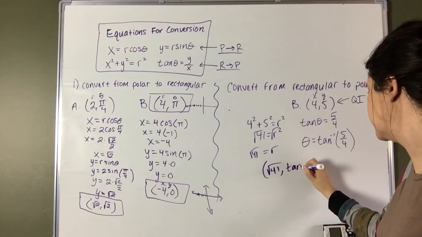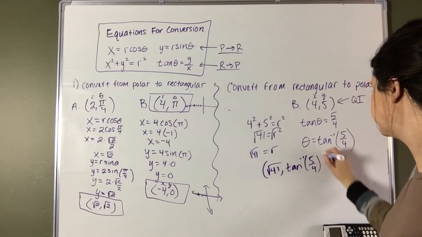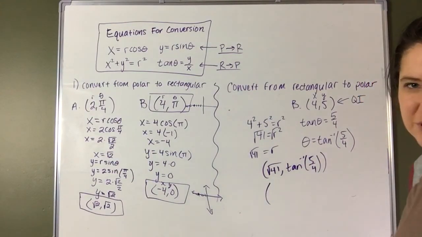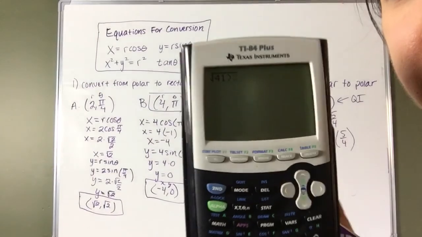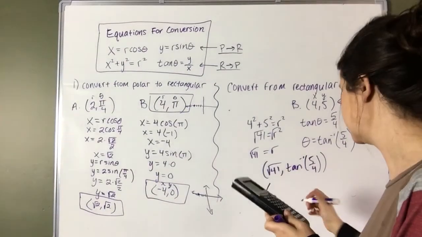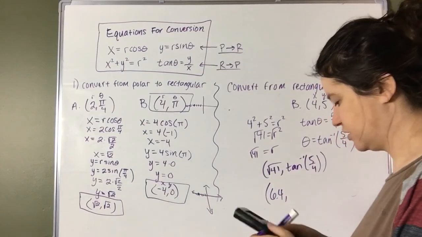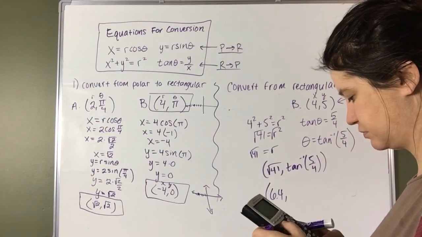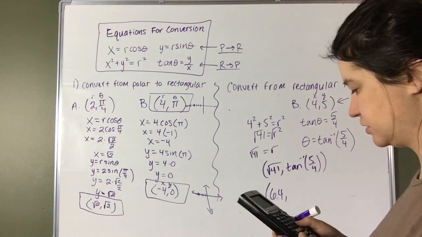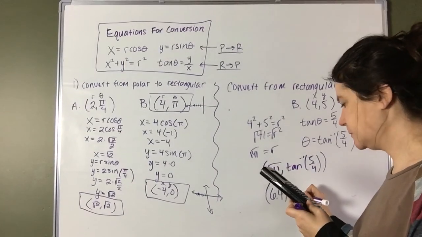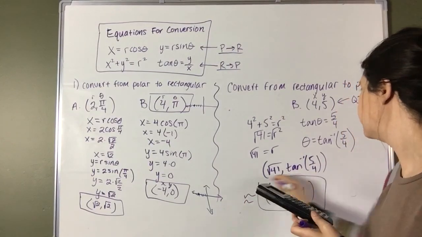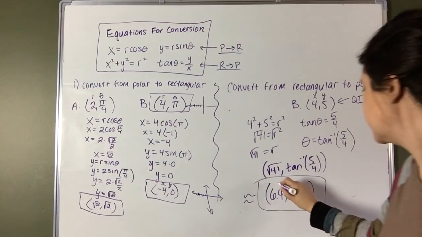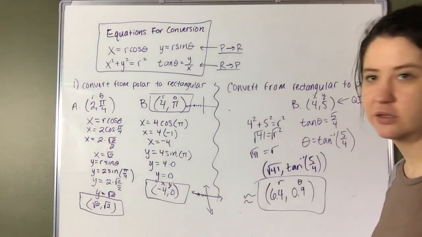Just keep it all like this. But I think a lot of times they'll have you round. So you'll have to look and see what they want you to do on your homework. Pay attention to the directions. If we rounded these values, the square root of 41 is about 6.4. And if you find arctan of 5/4, you get about 0.9. So that's approximately what the point is in polar form, right? This is r, this is theta. And that's how you do that.